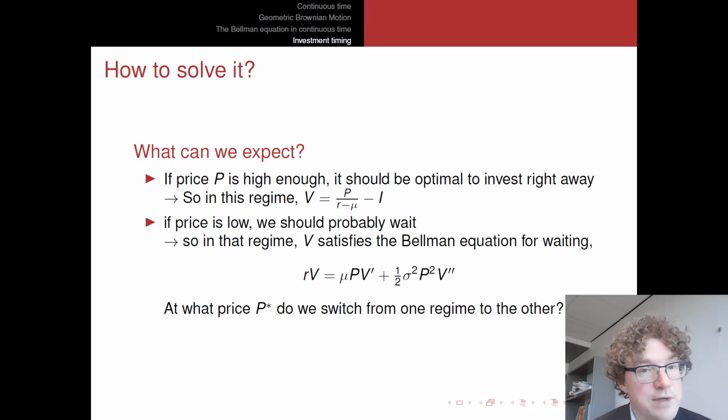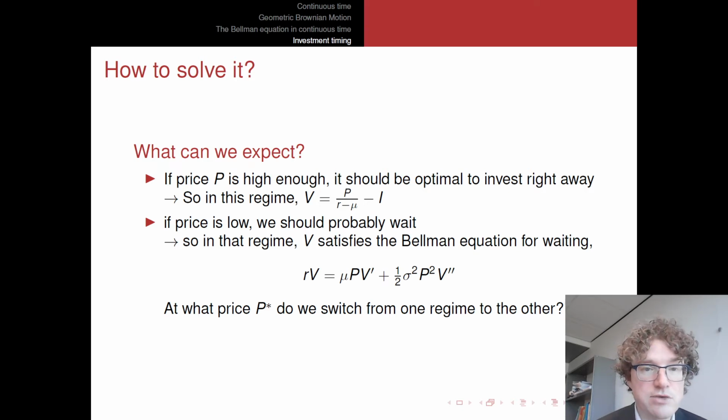So we need to solve this equation. The question is, what will this solution look like? Well, at some point price will be so high that it's going to be very attractive to make the investment. So if P is high enough, it will be optimal to make the investment, and at that point this V, this value, will change into the value of the finished plant, so into the NPV, P divided by R minus mu minus its investment cost.